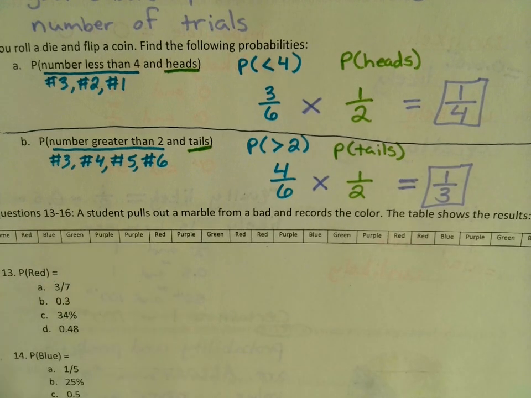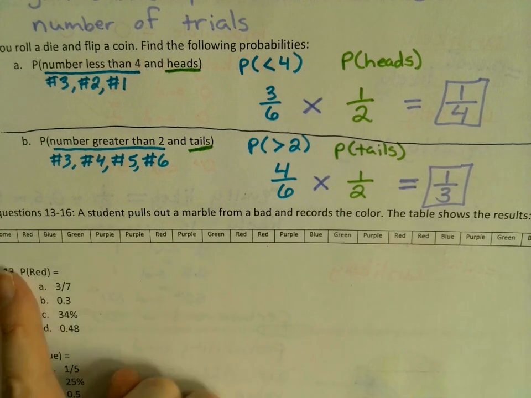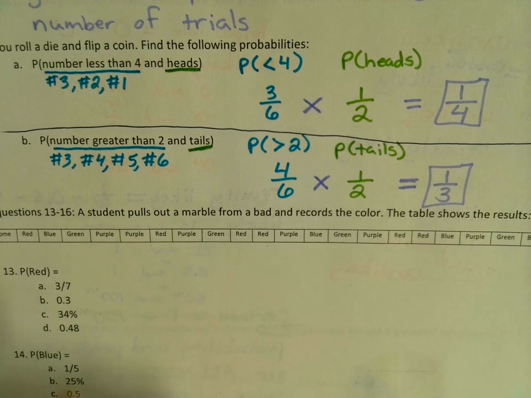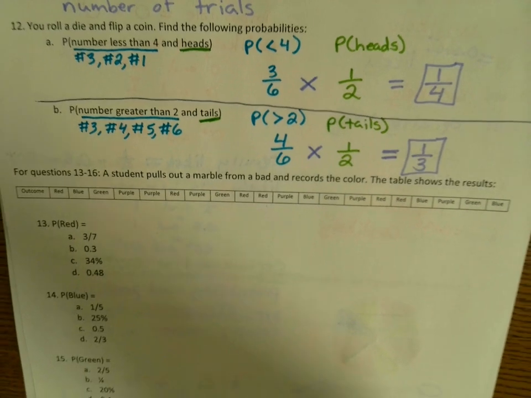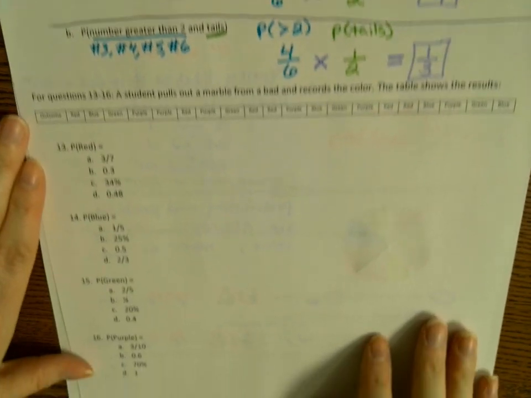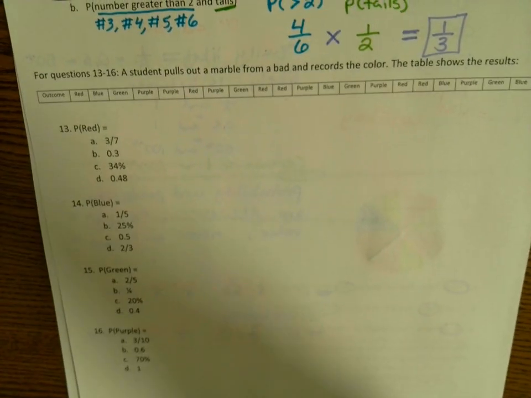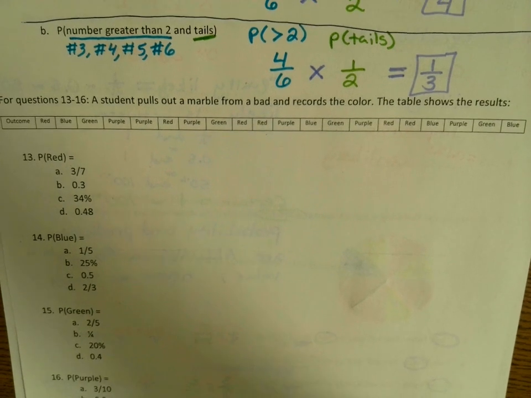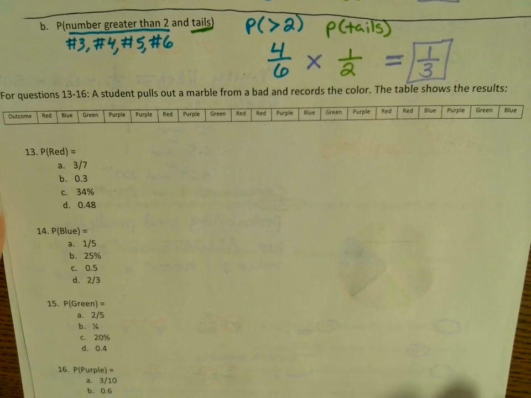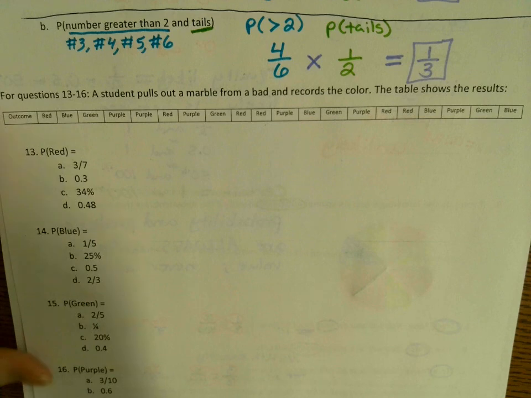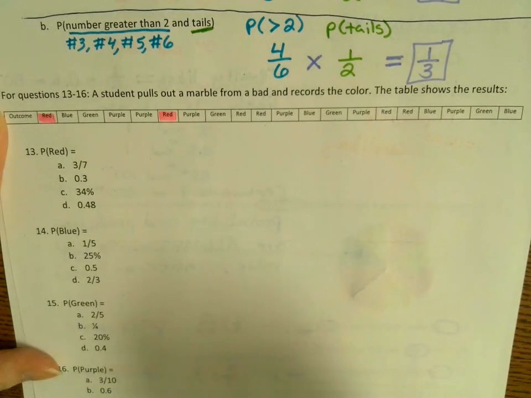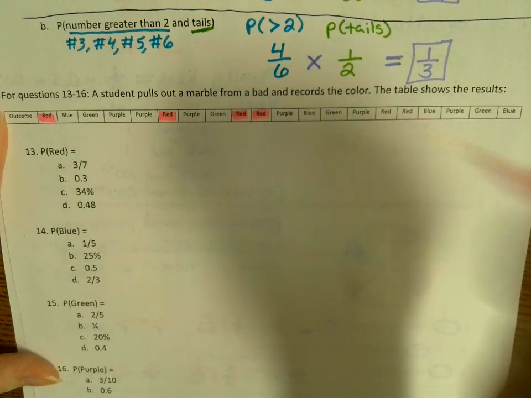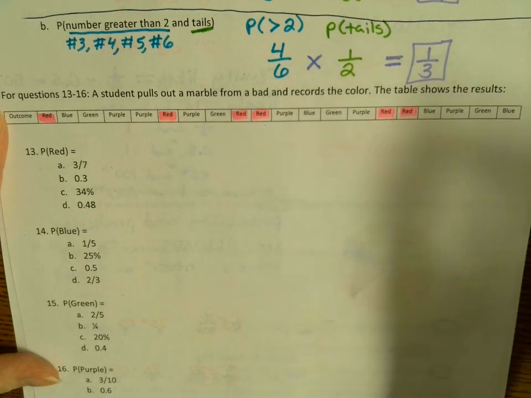Based off of that experiment, I want the probability of red being pulled out. So what do we need to do? Count what? How many reds? Let's count how many reds. So here we go. We've got 1, 2, 3, 4, 5, 6, 6 reds.